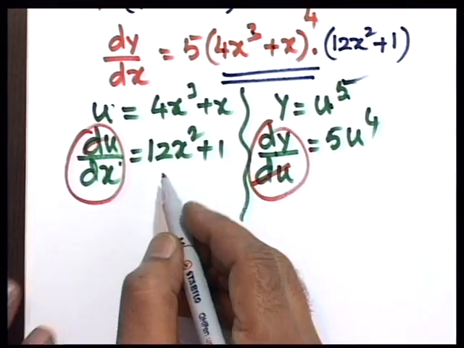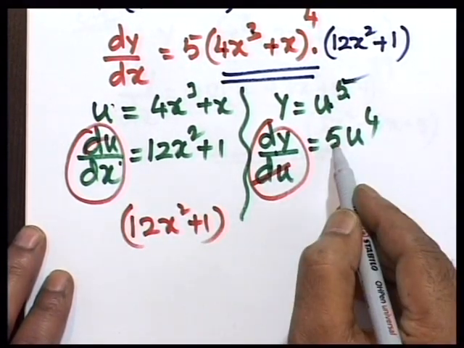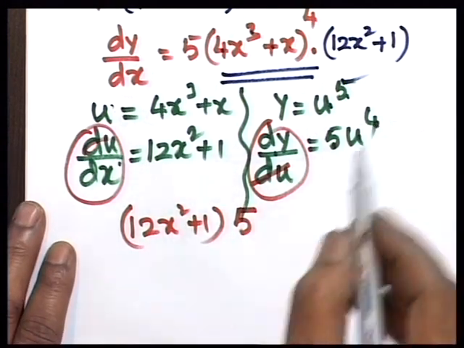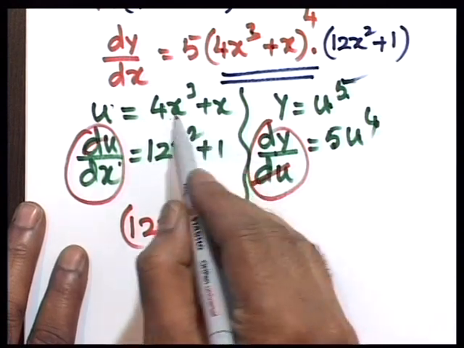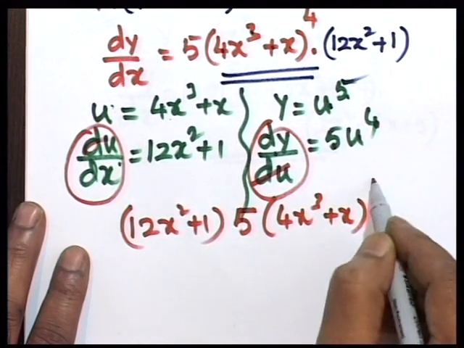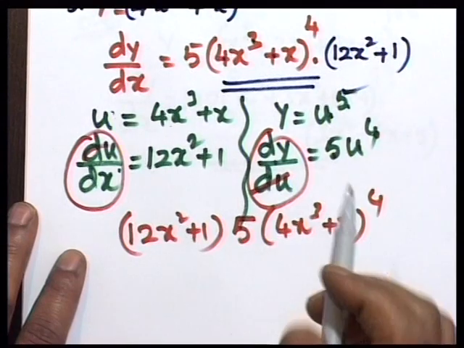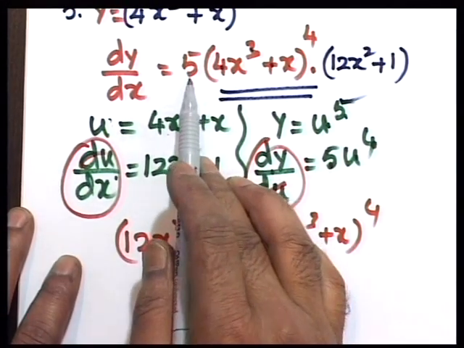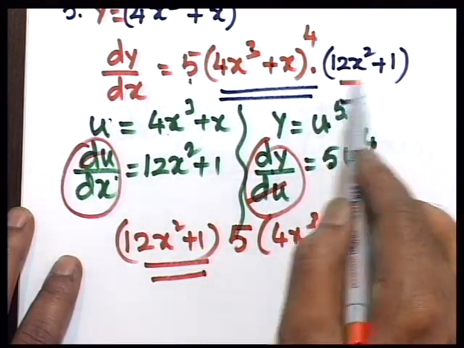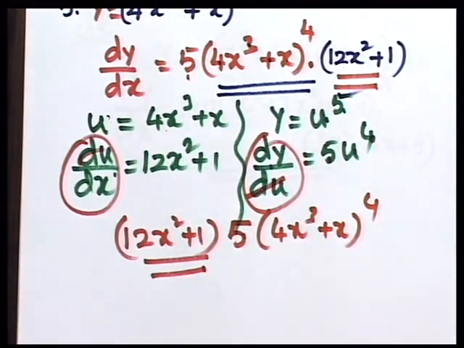That's what it means. So we have (12x squared plus 1) in a bracket times 5u to the 4, right? U was that 4x cubed plus x. So we say (4x cubed plus x) to the power 4. That's what we will write. And see whether we got the same answer there. The 5 was in the front. This is here. And the 12x squared plus 1 is in the end. So this, it does work, right? So the shortcut is very important.